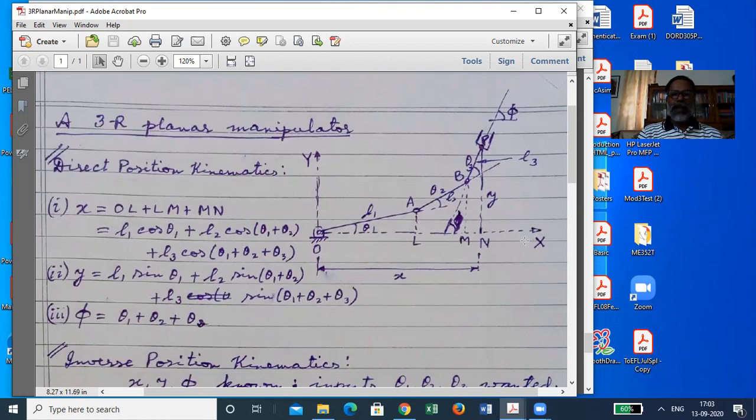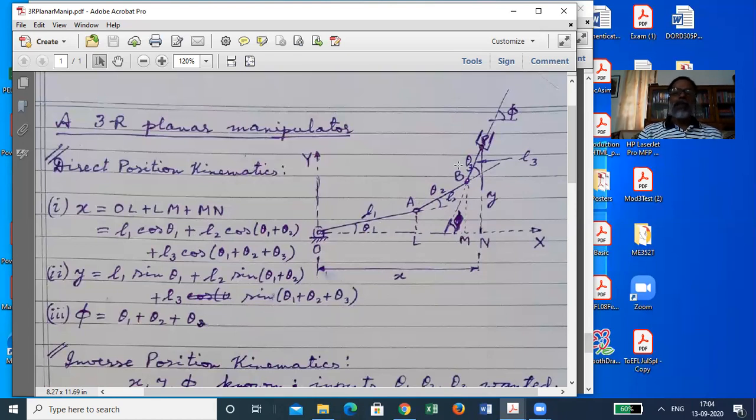Similarly, y. Y will be the height of A from the x-axis, that is AL, and the height of E from this height, plus the height of P from the height of B. These three parts would be the sine component of L1, the sine component of L2, and the sine component of L3 with the appropriate angles. That would be L1 sine theta1 plus L2 sine(theta1 plus theta2), taking the proper orientation, proper angle, and plus L3 times sine(theta1 plus theta2 plus theta3).